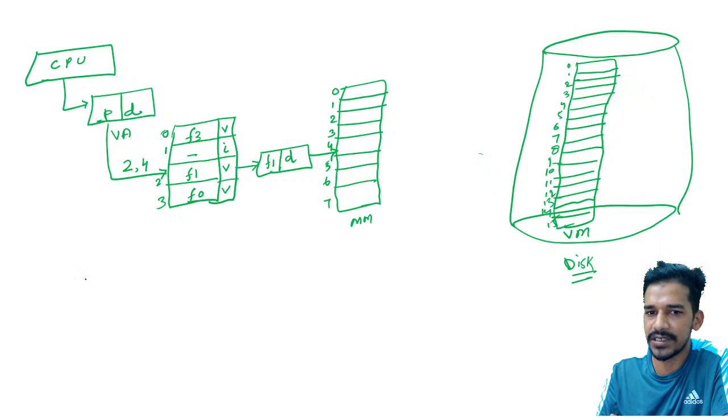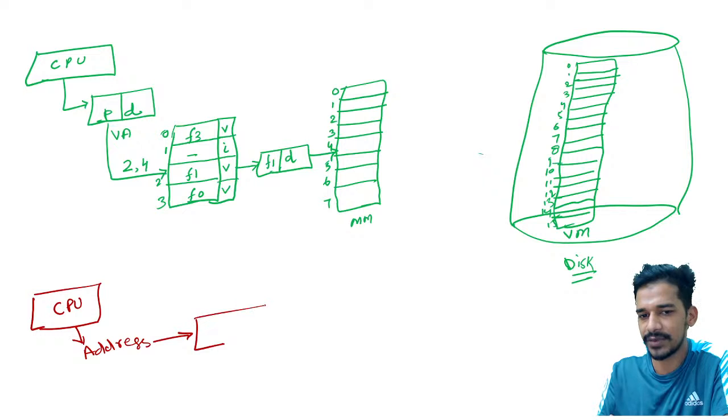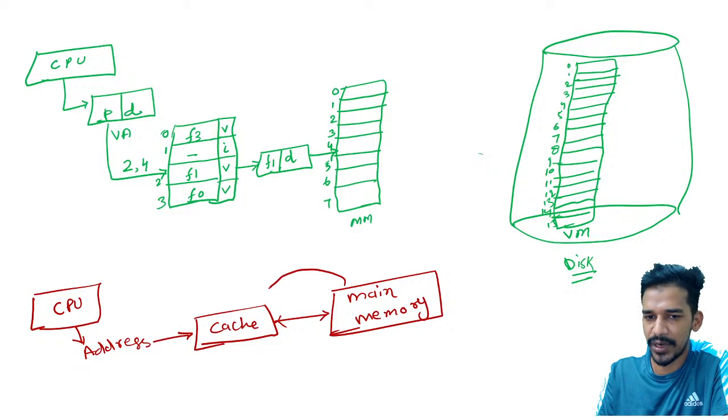If you all remember, just compare this concept with the concept we studied in the previous class, where we studied the cache memory and the main memory. The CPU will generate an address and we will first search this address in the cache memory. If the data is found in the cache memory, it will be sent to the CPU. But if it is not found, then the data will be searched in the main memory, right?